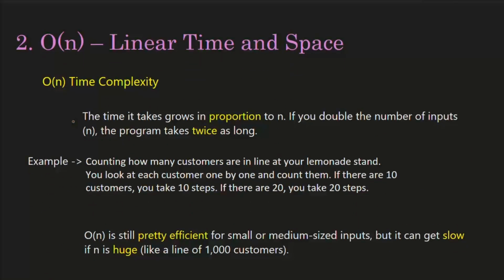O of n, linear time and space. O of n time complexity. What it means: the time it takes grows in proportion to n. If you double the number of inputs, N, the program takes twice as long. Example: counting how many customers are in line at your lemonade stand. You look at each customer one by one and count them. If there are 10 customers, you take 10 steps. If there are 20, you take 20 steps.